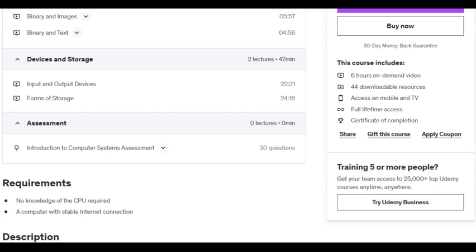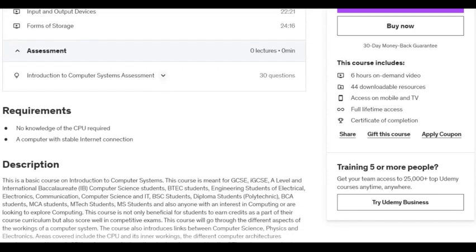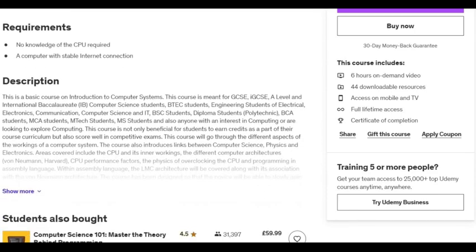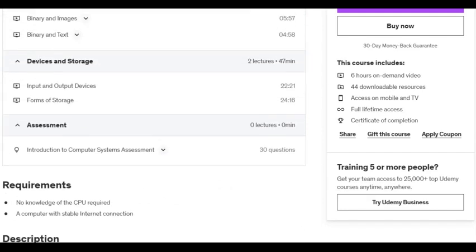So you don't need any knowledge to do this course. All you need is a computer with a stable internet connection. So that's all you really need there.